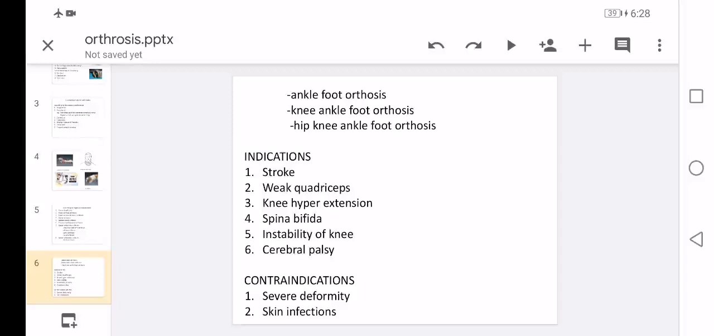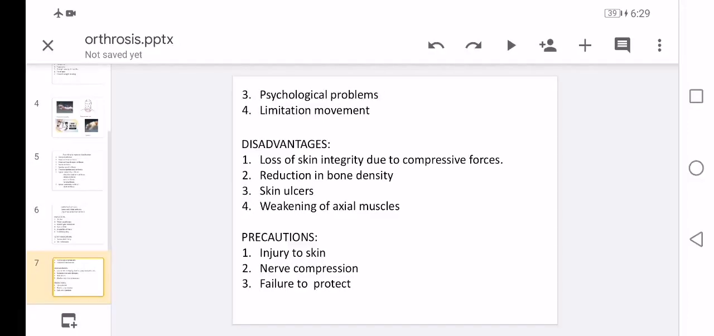We have some indications, like stroke and weakness of muscles like the quadriceps. Knee hyperextension is called genu recurvatum. Also spina bifida, instability of joints like the knee joint, and cerebral palsy. We have contraindications when the deformity is very severe, or when there are skin infections, psychological or mental problems, and limitation of movement.